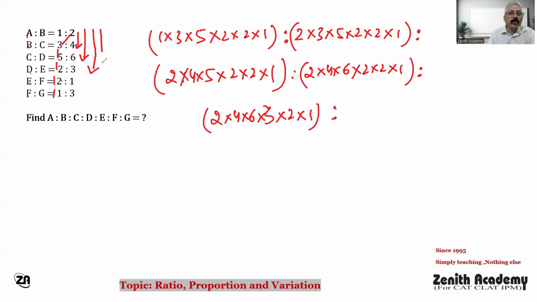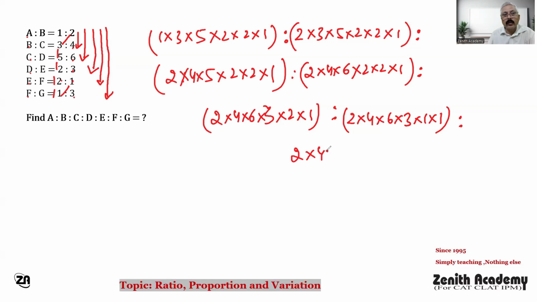After this, 2, 4, 6, 1, and 1. So this is 2, 4, 6, 3, 1 into 1. And after this, 2, 4, 6, 3, 1, 3. So 2, 4, 6, 3, 1, 3. So now you can do it.